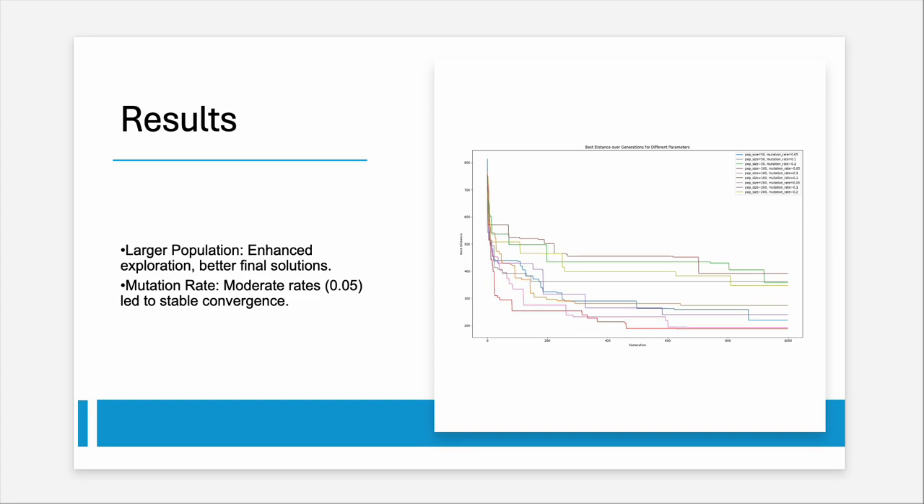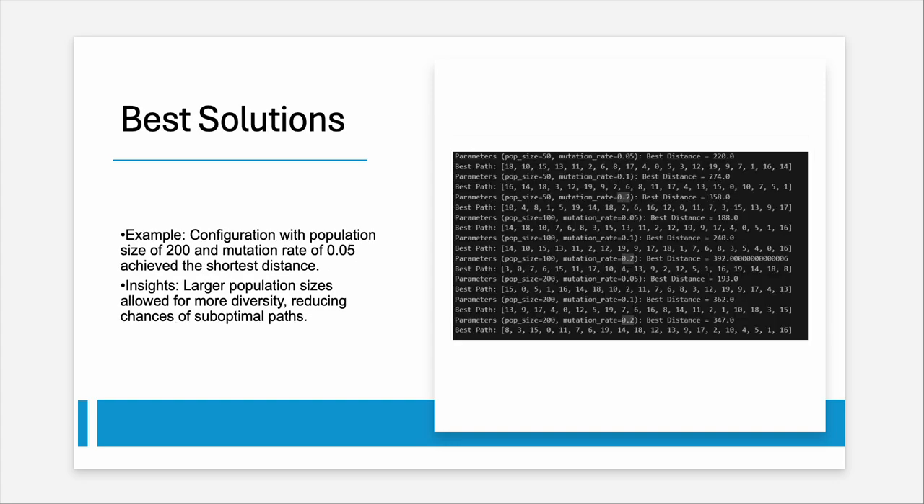The convergence graphs, which plotted the best distance over generations, showed that these larger populations reduced the risk of premature convergence and allowed the algorithm to reach a high quality solution more consistently. A mutation rate of 0.05 introduced enough variation to explore new paths while maintaining stability during the convergence.